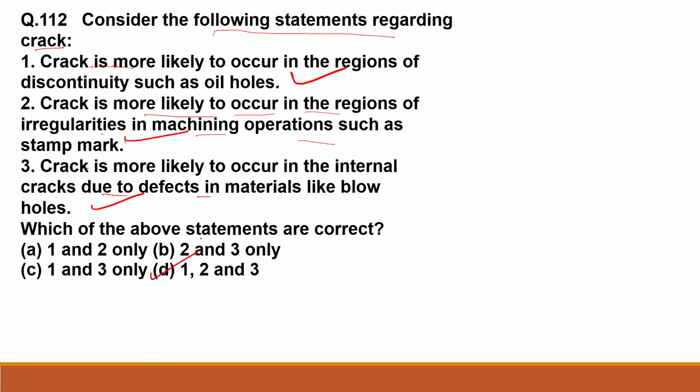I will tell you what things will occur: internal cracks due to defects in materials like blowholes, regions of irregularities in machining operations such as scratches on the surface, stamp marks, inspection marks, etc., and regions of discontinuity such as oil holes, keyways, and screw threads, etc.